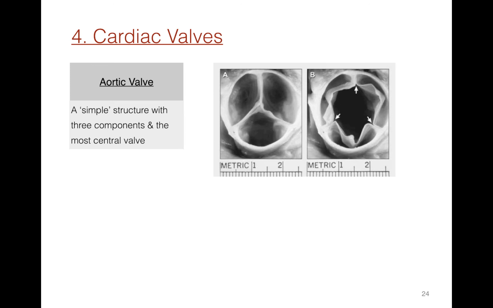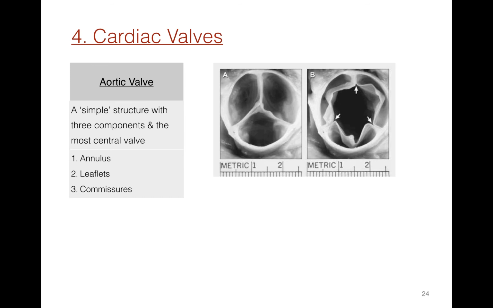The 2 semilunar valves are more simple in their structure than the atrioventricular valves. They have three components. The left-sided semilunar valve, the aortic valve, is importantly the most central heart valve. The aortic valve has three components. The fibrous annulus, the hinge point for the leaflets, or cusps. The leaflets themselves, which are oftentimes termed cusps, and the commissures.